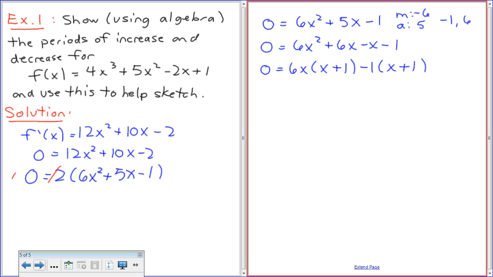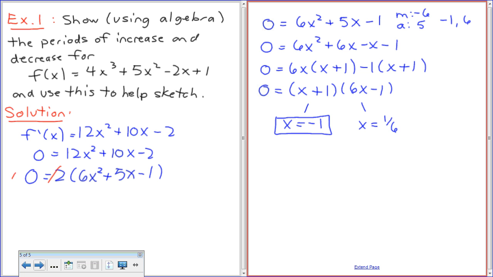Okay? So I'm going to say 0 equals x plus 1 and 6x minus 1. When I find my roots, I get x is equal to negative 1, and I get x is equal to 1/6. Okay, now I'm going to give you a second to write that down, and then I want to talk about what these points actually mean, because this is what you need to understand. It's one thing to be able to do the math, but it's another to make sure you understand everything.